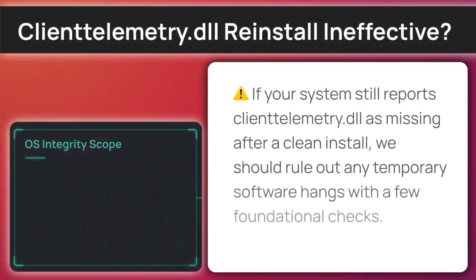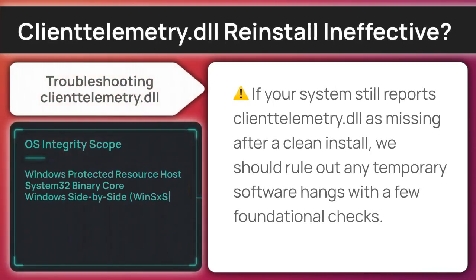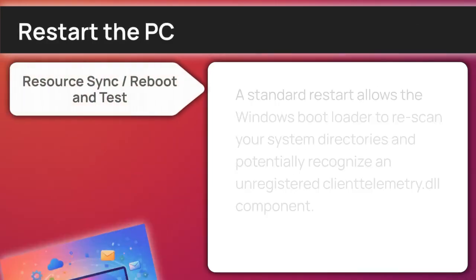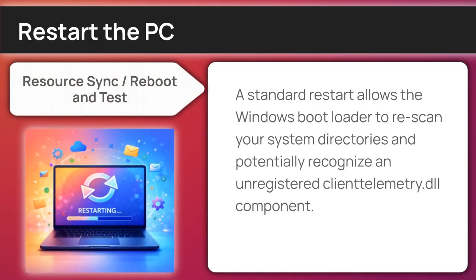If no luck was had with the redistributable package, we will escalate the fix by performing a targeted reset of the system state. A quick reboot can determine if the error is transient. While it won't fix a deleted file, it can re-establish the connection between your software and the Client Telemetry library file if the path was temporarily busy.